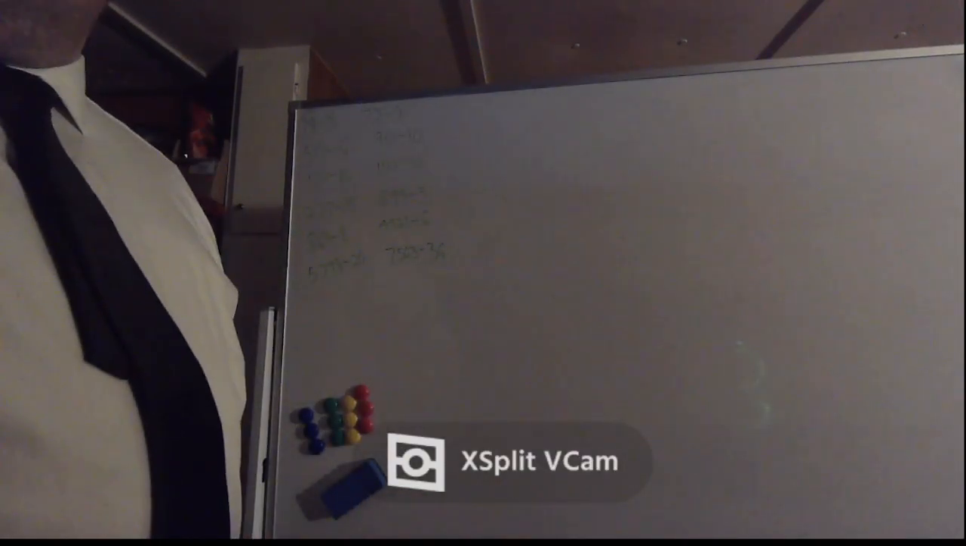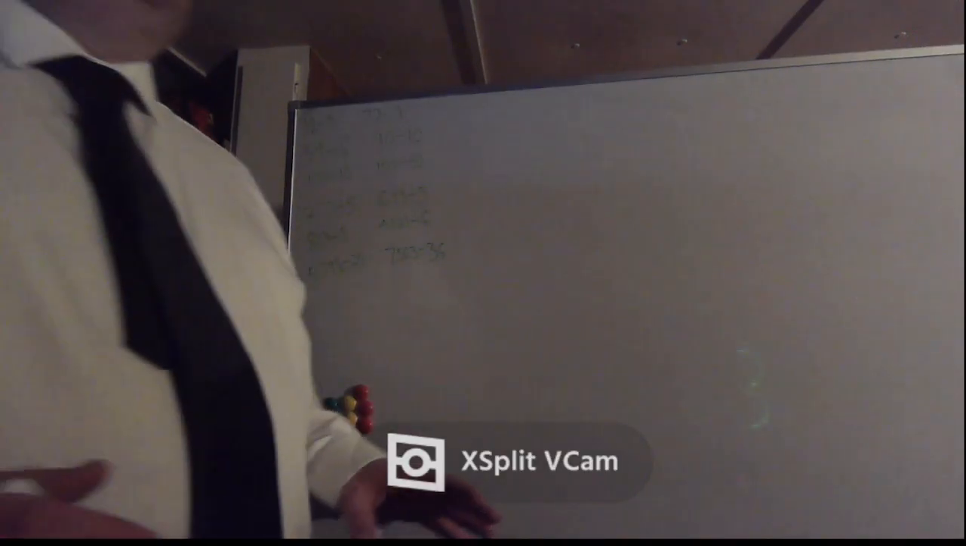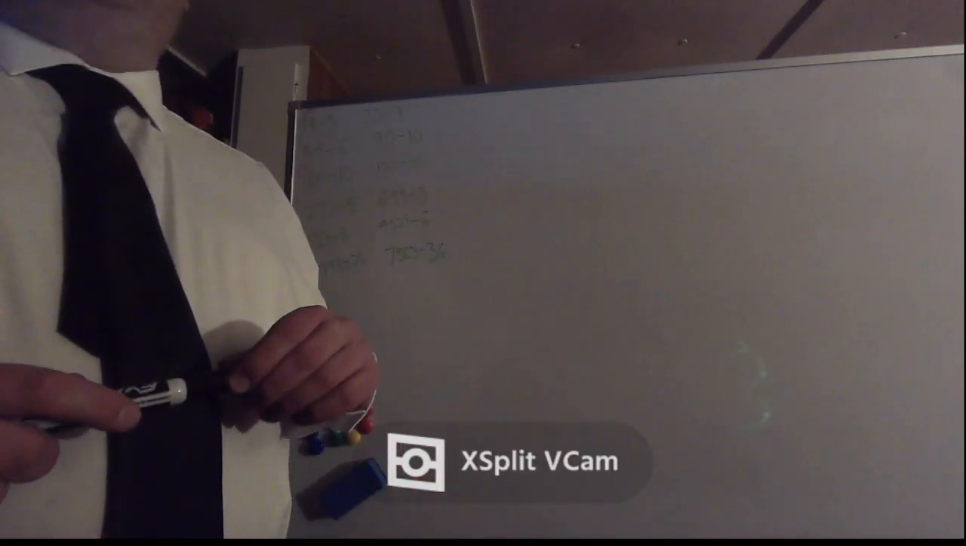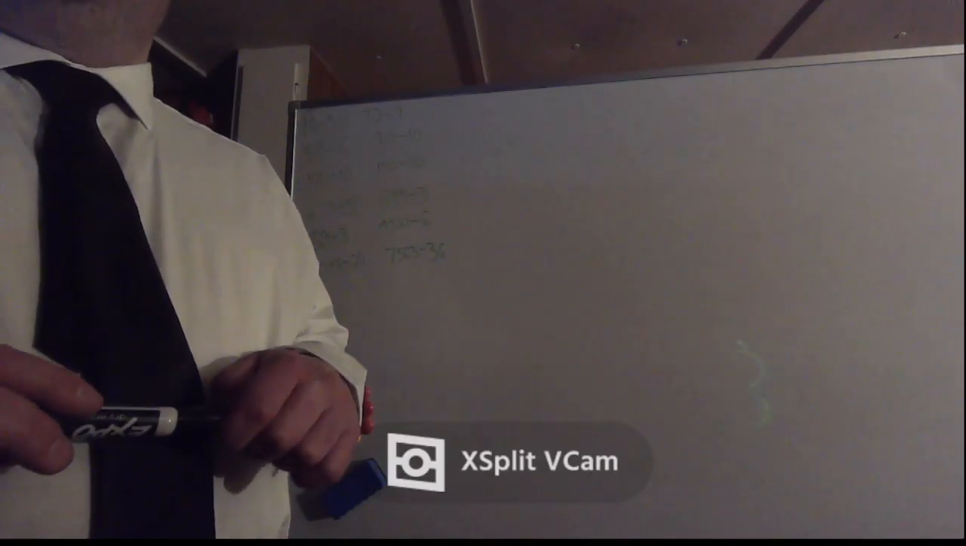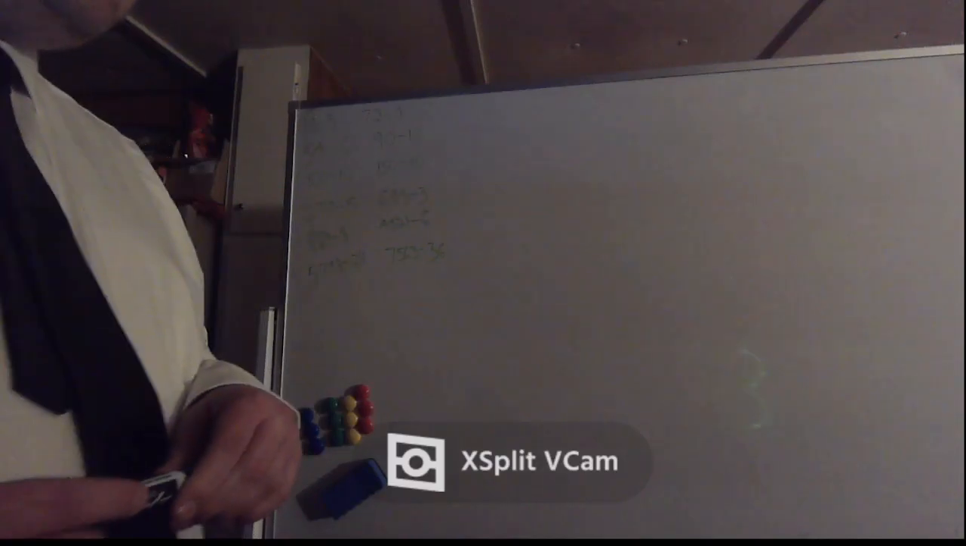Today we are going to be discussing division. So, what is division exactly? Division is repeated subtraction. It's also another way to look at multiplication, kind of in reverse.